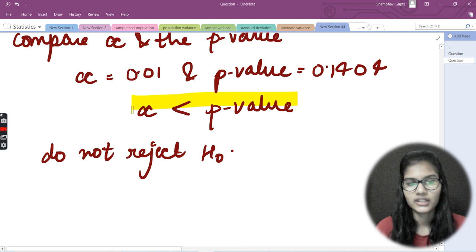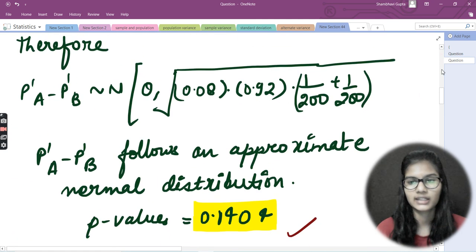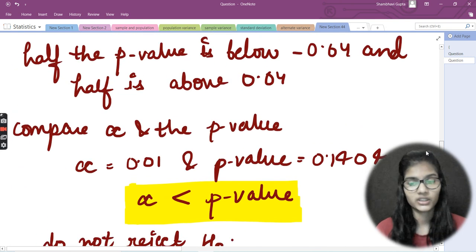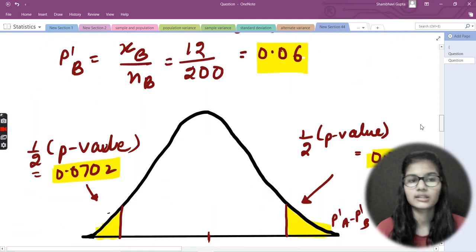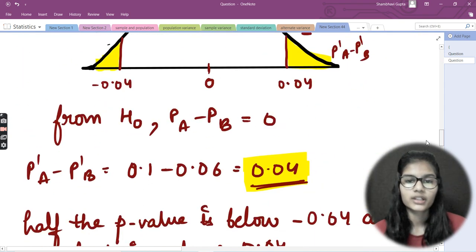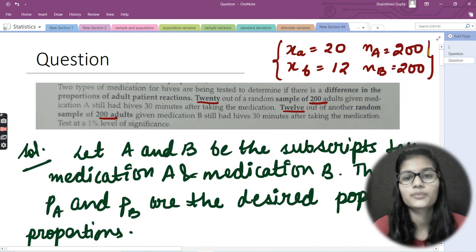When the value for alpha is less than the p value, in that case we do not reject H naught. When we do not reject H naught, we cannot conclude anything. We can simply say that there is no sufficient evidence to conclude that there is a difference in the proportion of adult patients who did not react after 30 minutes after medication A and medication B. Right, so I hope you got the idea of how to solve these types of questions. If you get a question like this, how to make the hypothesis, how to compare the values, how to find the values.